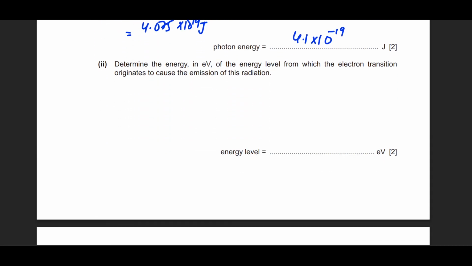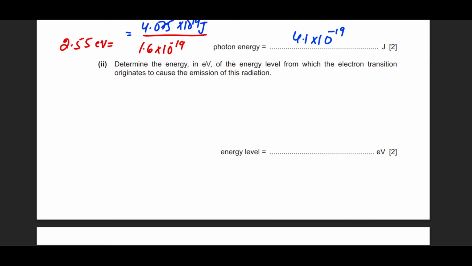Next part says determine the energy in electron volts of the energy level from which the electron transition originates to cause the emission of this radiation. He says, where did the electron come from to come to this level and release 488 nanometers of wavelength? Where is the electron originating from? Where has it started its journey from? So first let's convert this into electron volts. Dividing this by 1.6 into 10 raised to power minus 19 gives me an answer of 2.55 electron volts. All right.